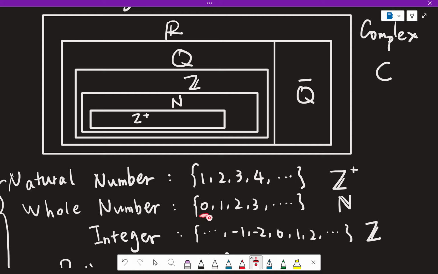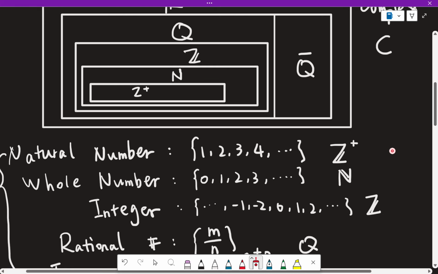What if we add a 0 to the natural numbers? We get whole numbers, and we use a capital letter N to denote that. What if we put all the negative numbers into the whole number set? We get integers, which we can denote with a capital letter Z.